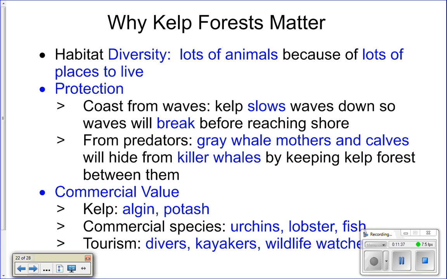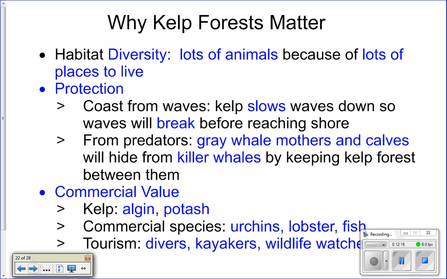Okay, so why do kelp forests matter to us? Well, they matter for a variety of reasons. They matter for the animals that live there because it's their habitat, and it provides protection for them and a place to live and a source of food. But for us, it matters because the kelp actually helps to slow down waves before they reach shore, and helps to reduce the impact of the waves on the shoreline. And so that'll help protect your house if you live on the shore.